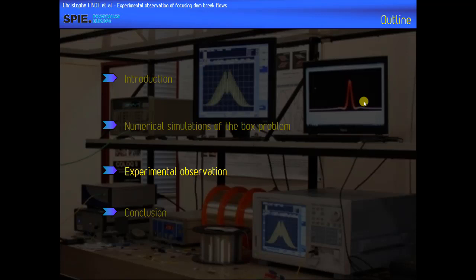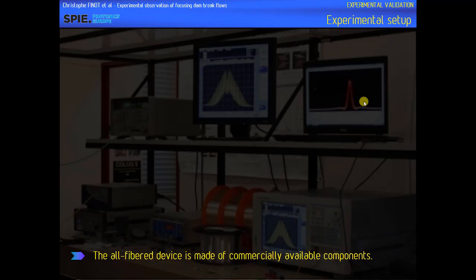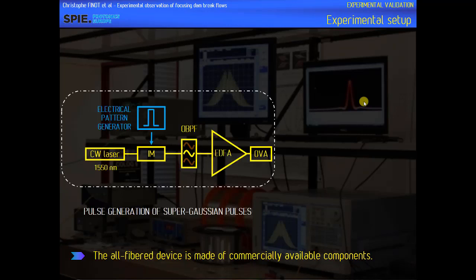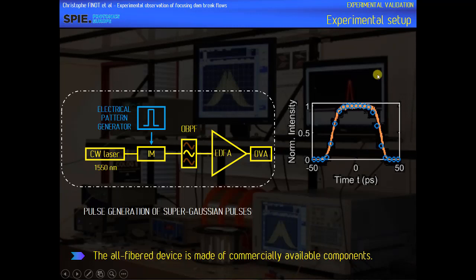So now, what do we observe from the experimental point of view? Our experimental device is only made of commercially available components from the telecommunication industry. So we start from a continuous wave laser that we intensity modulate using an electrical pattern generator. Here, it is crucial to start from a pulse with a very nice plateau, straight edges, and without any bump on the top of the plateau, and also a pulse which is highly symmetrical. Then, in order to remove as much noise as possible, we use an optical bandpass filter. We amplify the pulse. So here is the typical intensity profile of the experimental pulse that we generate.